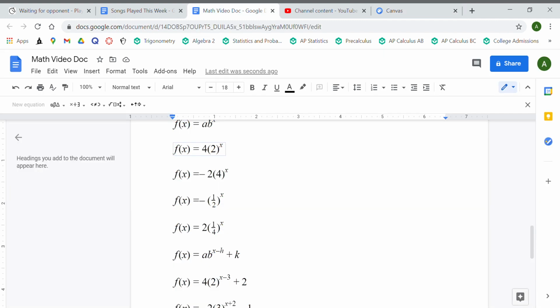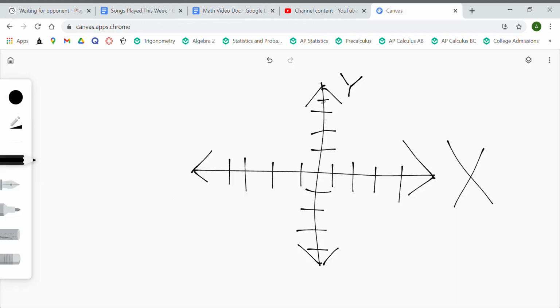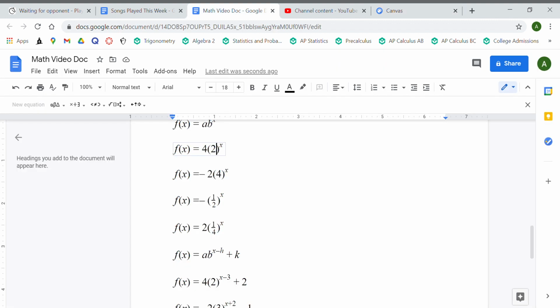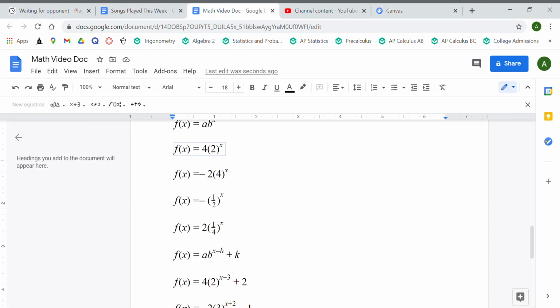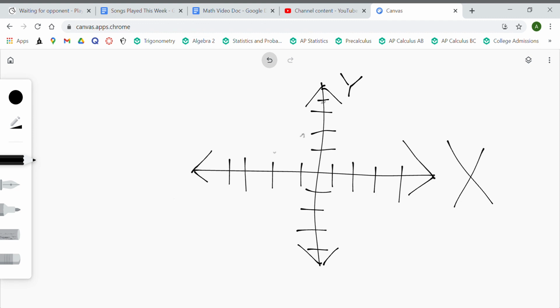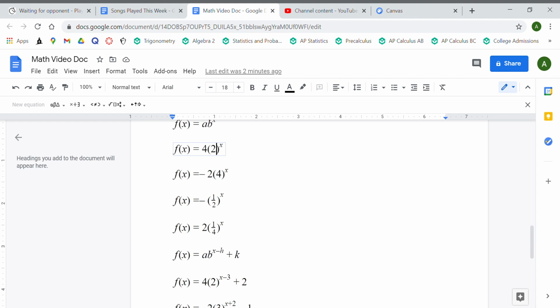Y-intercept is 4. 2 to the power negative 1 is 1/2, multiply by 4 to get 2 actually. 2 to the power negative 2 is 1/4, multiply by 4 to get 1. And then those are the points we can graph, okay?